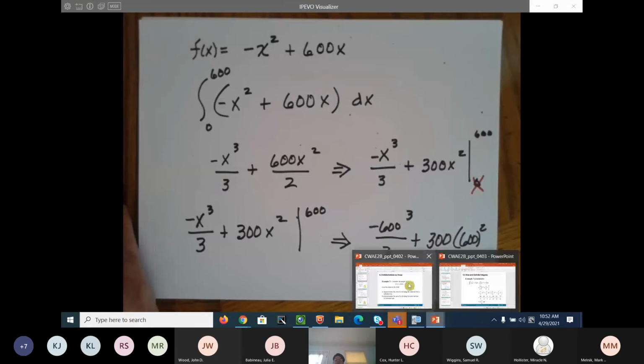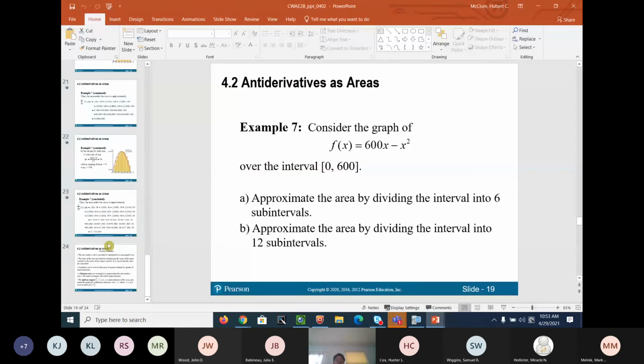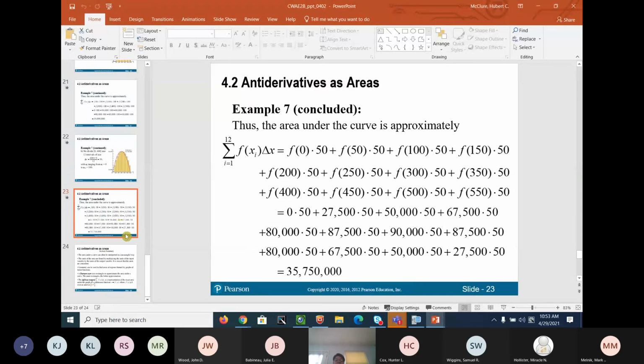I was wanting to see if they, I don't think they actually did it, did they? Yeah, they got a big number, so it's going to be a big number.